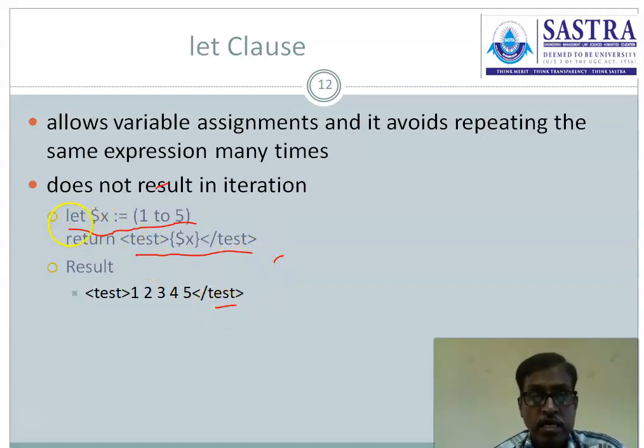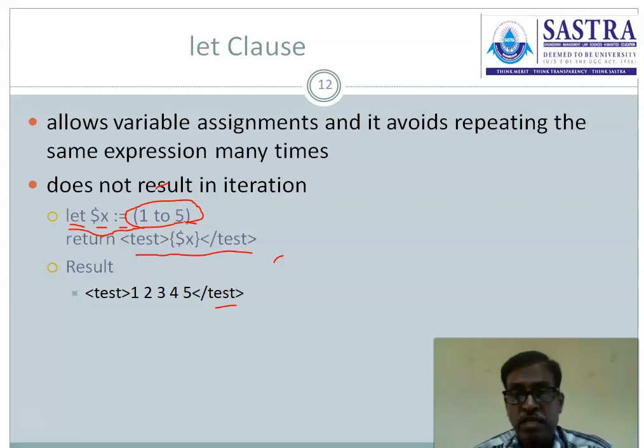See here, let is a keyword, $x is a variable, and colon equal to, then whatever possible values we are going to give the variable are given here, 1 to 5. See, what is the benefit of this kind of assignment? It avoids repeating the same expressions again and again many times. That is the benefit we are getting. In a single statement, we are giving all the values that can be assigned to variable x.